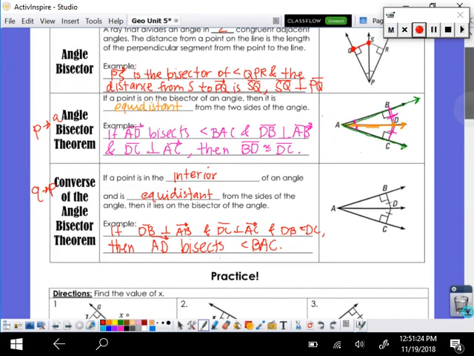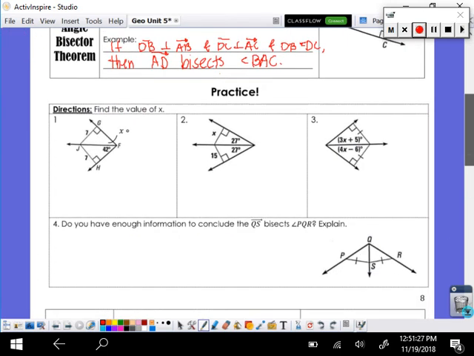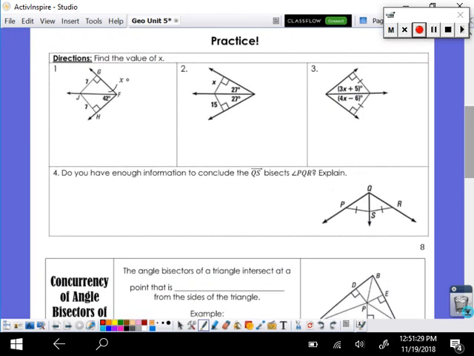So those are our first three new things. Let's look at some practice. All right. The things we are going to be looking for. We want to look for angle bisectors. We want to see if our point on the possible angle bisector is equidistant to the two sides of our angle. We also want to check and see if those distances are perpendicular, because they must be perpendicular to be that distance.